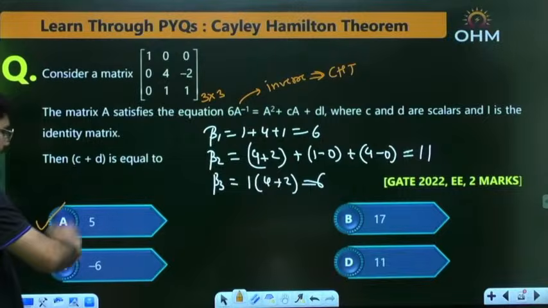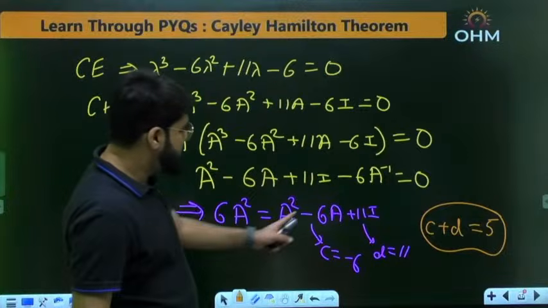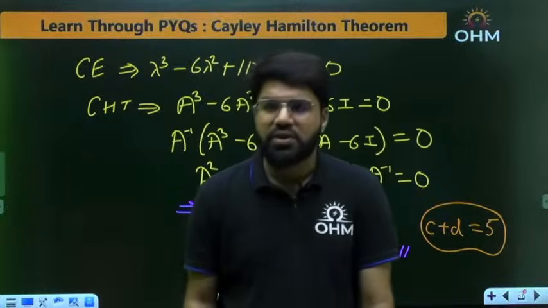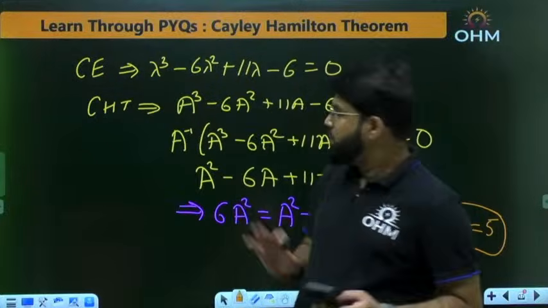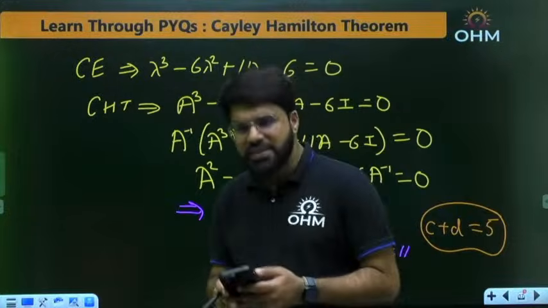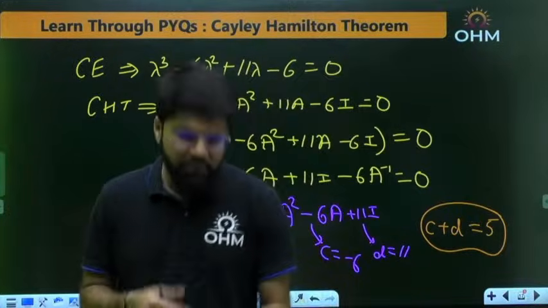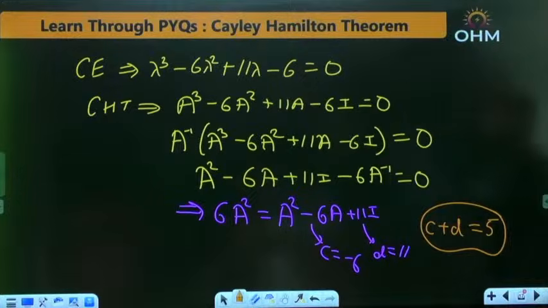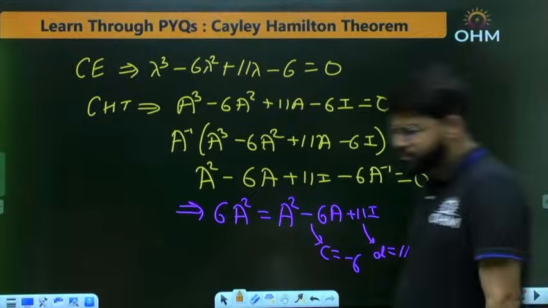Okay, option number A. Correct, na? C plus D is equal to 5, minus 6 plus 11. Correct. Simple one. What is there in this question? 2 marks question. So very commonly 2 mark questions can be expected from Cayley Hamilton. The basis is characteristic equation, okay, which we have discussed with the eigenvalues and the eigenvector discussion. Correct, na?